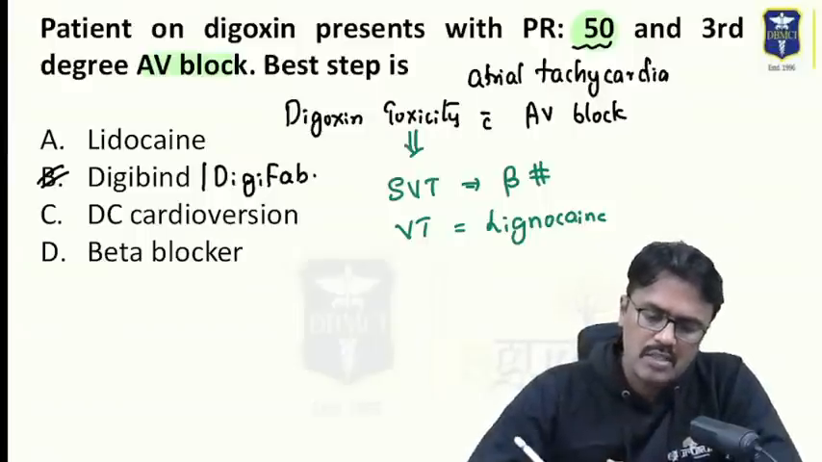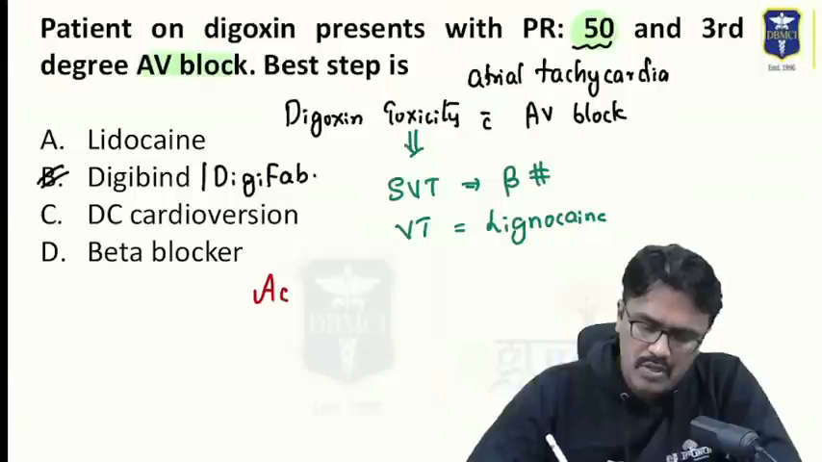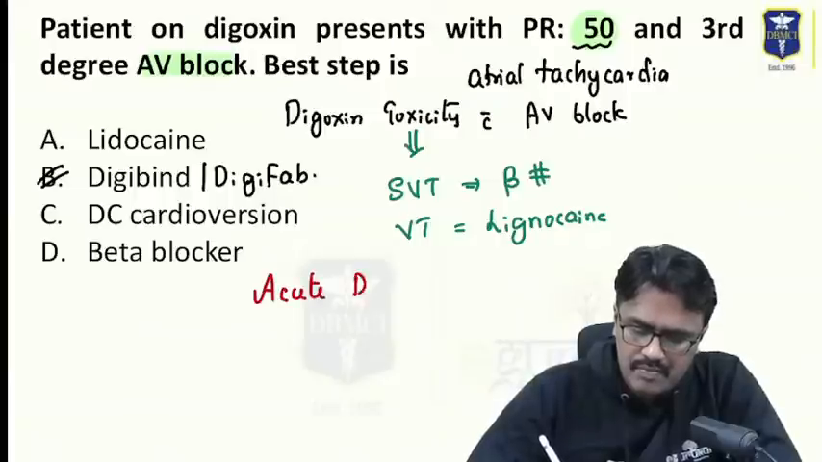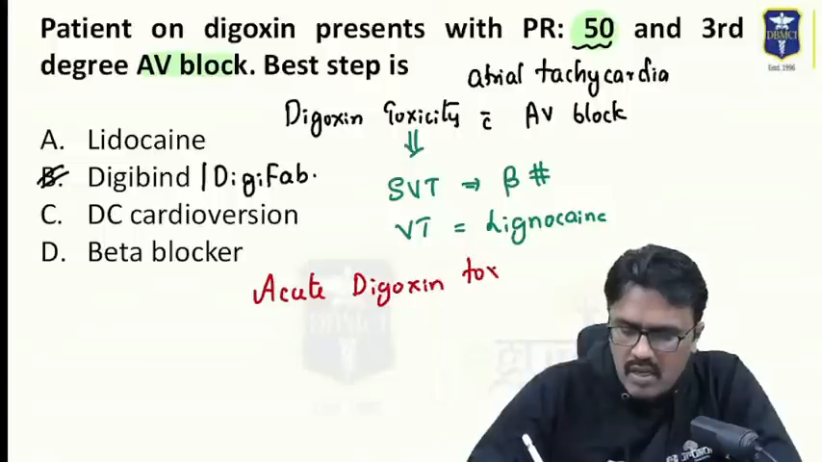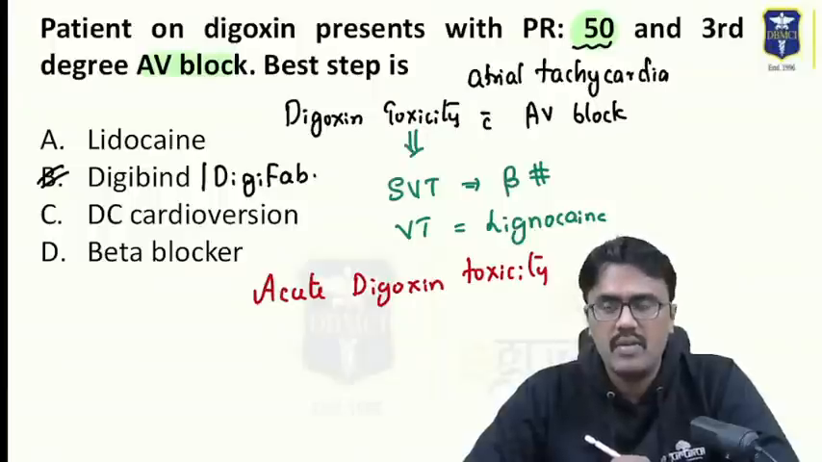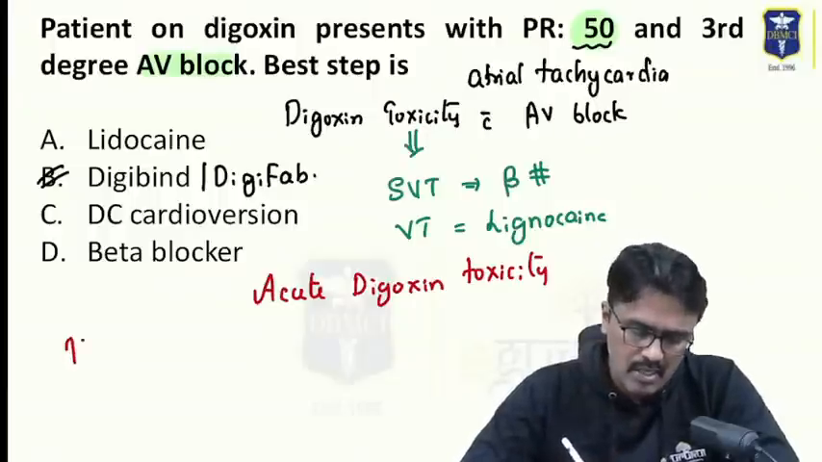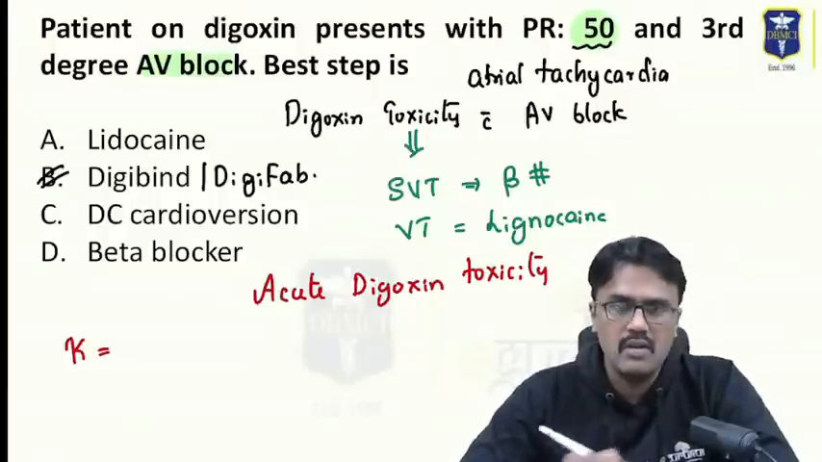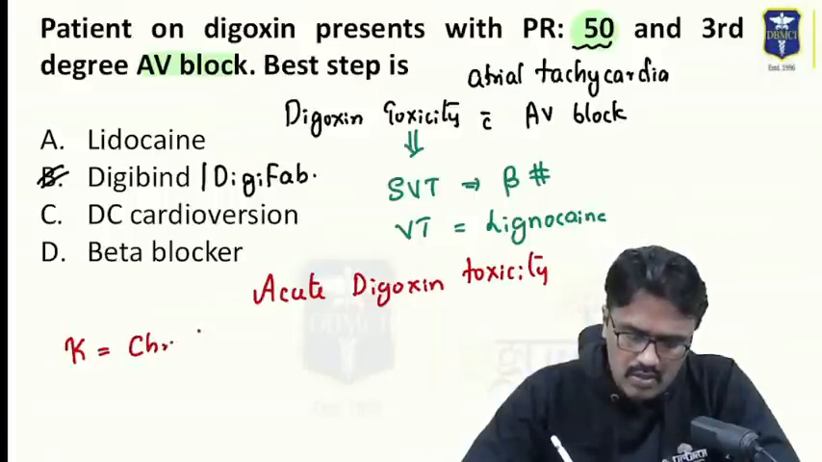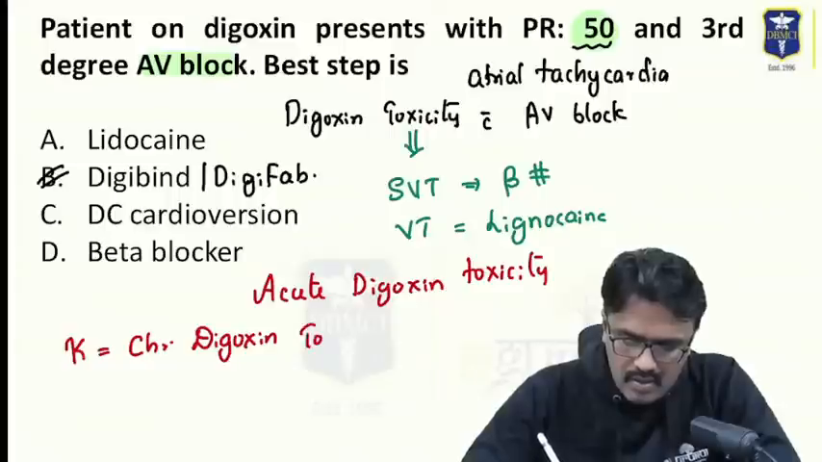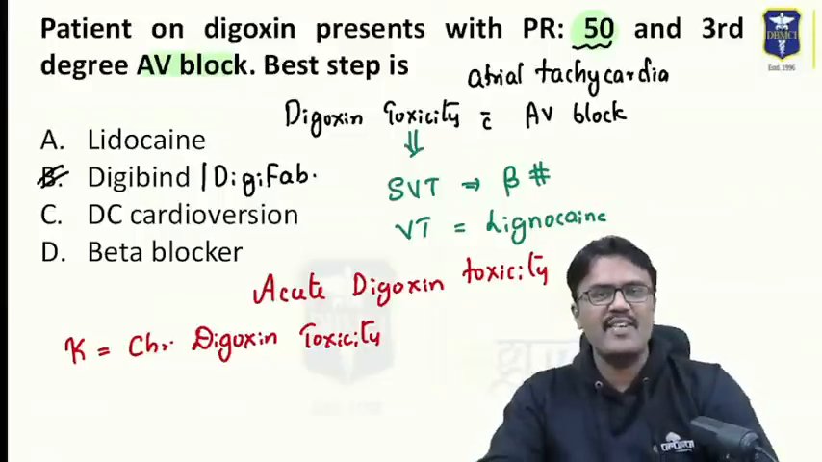Can we use potassium? Remember, potassium should not be used in acute digoxin toxicity, because in acute digoxin toxicity potassium is already high in the circulation and hyperkalemia can occur. Then when to use potassium? Potassium can be used in digoxin toxicity when there is chronic digoxin toxicity. So you know that potassium and digoxin are enemies. They will not match each other.